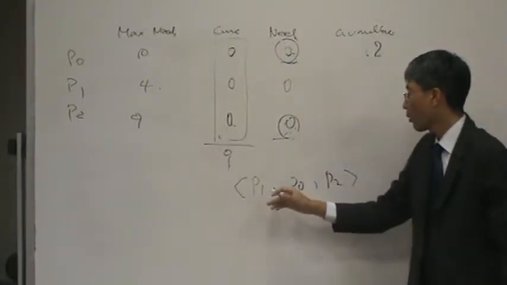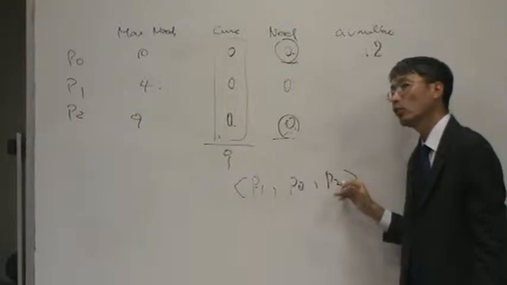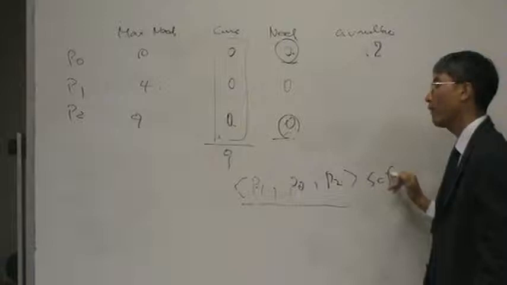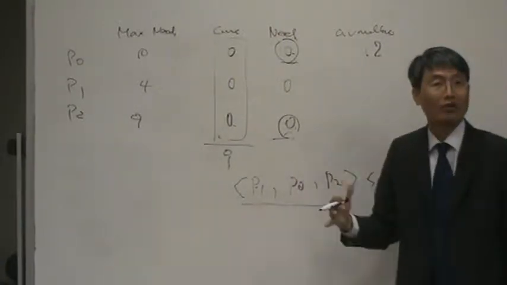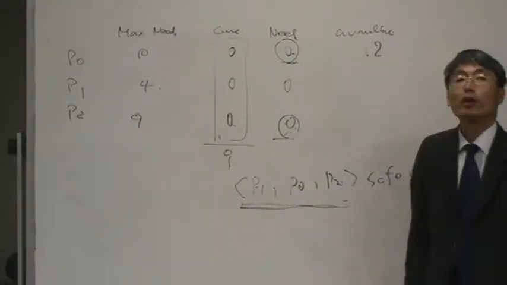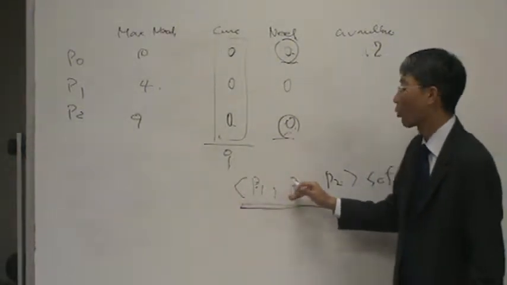So with the order of P1, P0 followed by P2, your operating system is in the safe state, which means there is no deadlock situation. So you can grant the request of the resource by this order.